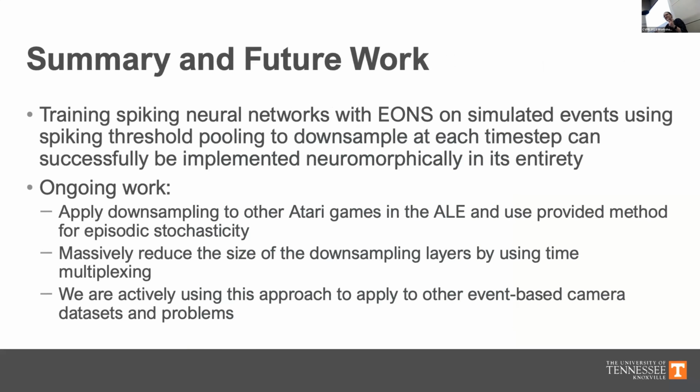So, to give you a quick summary of what we've been looking at here, we are training spiking neural networks with EONS on simulated events using this spiking threshold pooling to do our downsampling, and we have shown that you can implement this entirely on the neuromorphic implementation, and we have actually evaluated this on hardware on a single monolithic network.